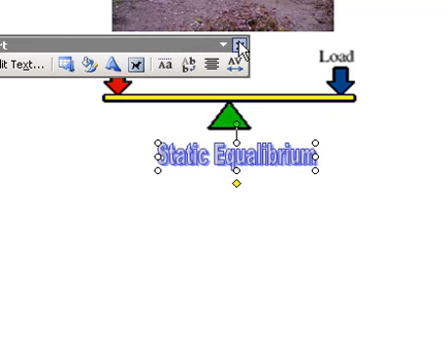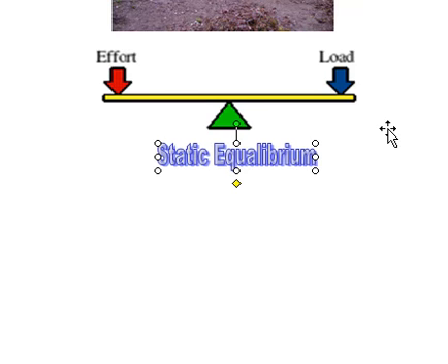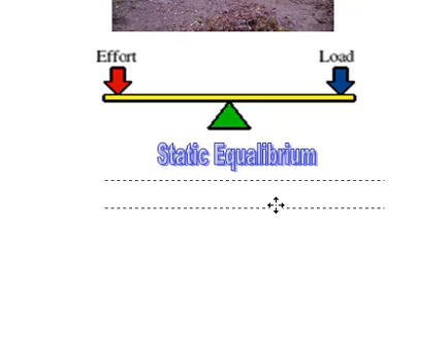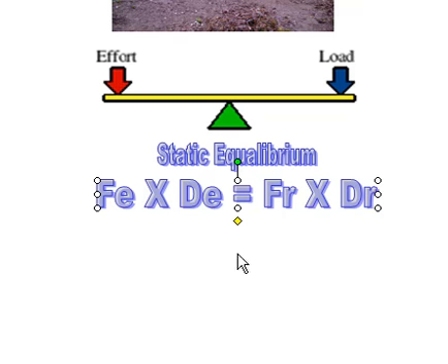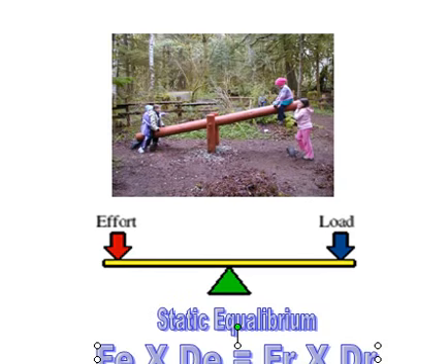Static equilibrium is when both sides of the equation of mechanical force, which is the force of effort times the distance of effort, the distance from the fulcrum to the effort, is equal to the force of resistance times the distance of resistance. Distance of resistance would be from the fulcrum to the load. So if those are equal to each other, then the teeter-totter will not move.